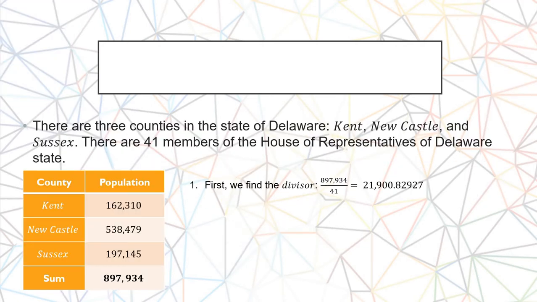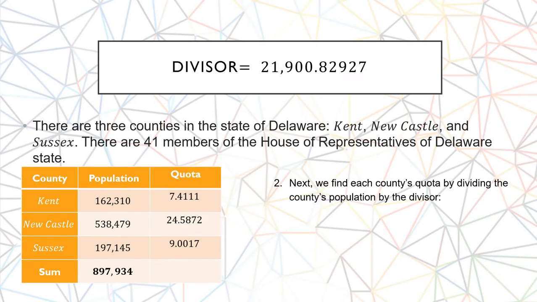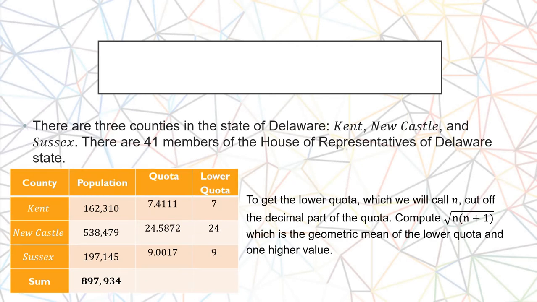So the first step is still the same. We will be finding the divisor. And then the next step, we will still have the quota. The third step is where the uniqueness of the Huntington-Hill method starts. They recommended to get the lower quota, which we will call n, and cut off the decimal part of the quota. Then we compute the square root of n times n plus 1, which is the geometric mean of the lower quota and one higher value.